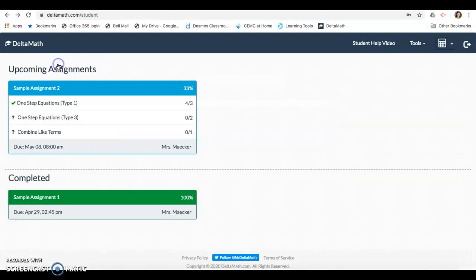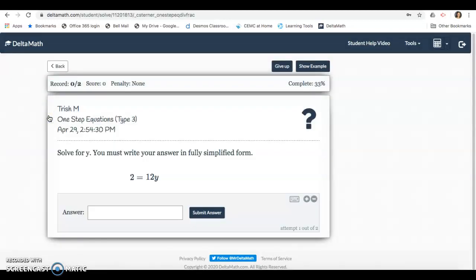Let's go back, though, and see what our main page looks like again. So now you see that this section is checkmarked off. I've done 4 out of 3. My completion rate is 33%. And I have 2 other sections right here to complete. It doesn't matter what order that you do them in, okay, but you must do both of them to complete the assignment. So let's go into this second section, okay?